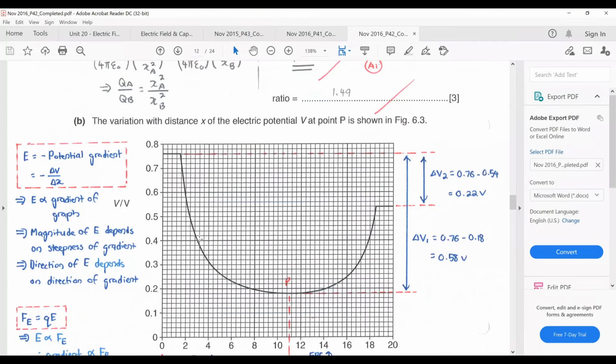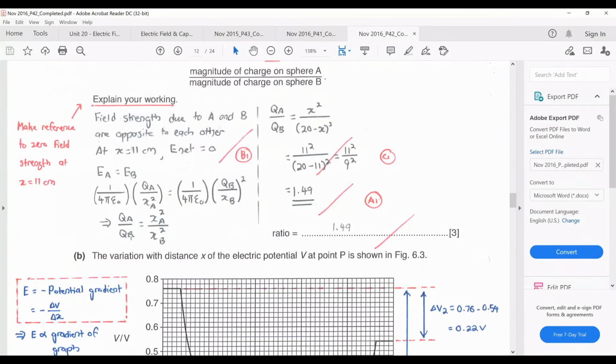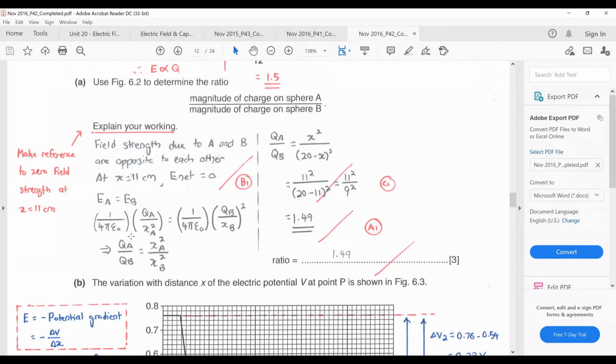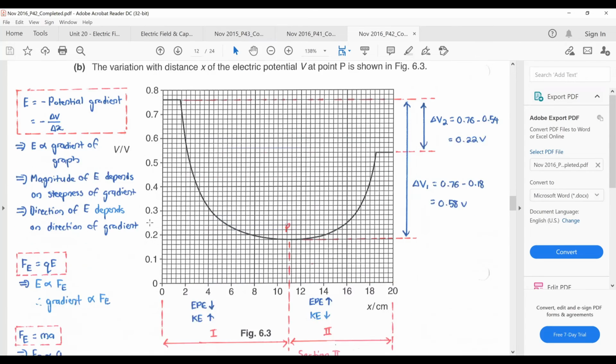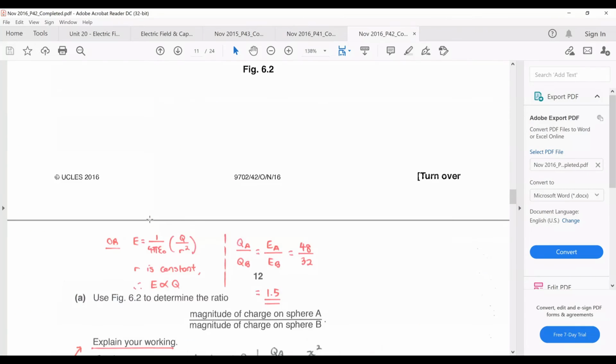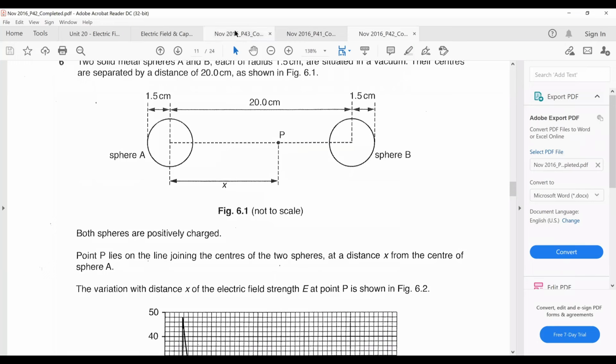Now, the next one that I need to mention to you is your part B, where they tell you that the variation with distance x of the potential V at point P is as shown here. Again, this graph is obtained by you finding the potentials due to A and potentials due to B and adding them up. So VP is VA plus VB. Potential due to A will be VA. Potential due to B will be VB. But potentials being scalar, they have no direction. That's why there are no arrows here.